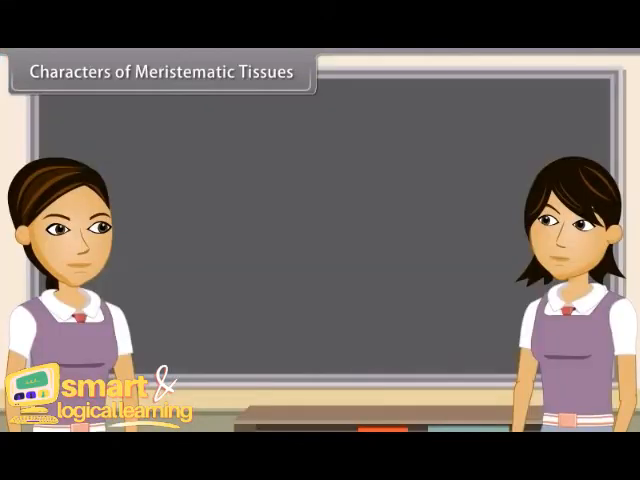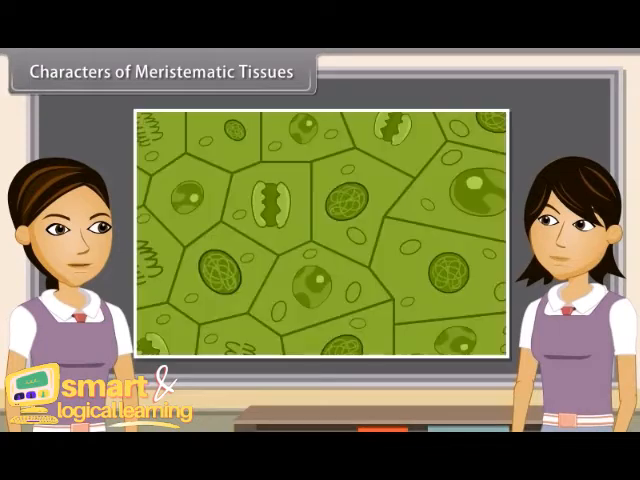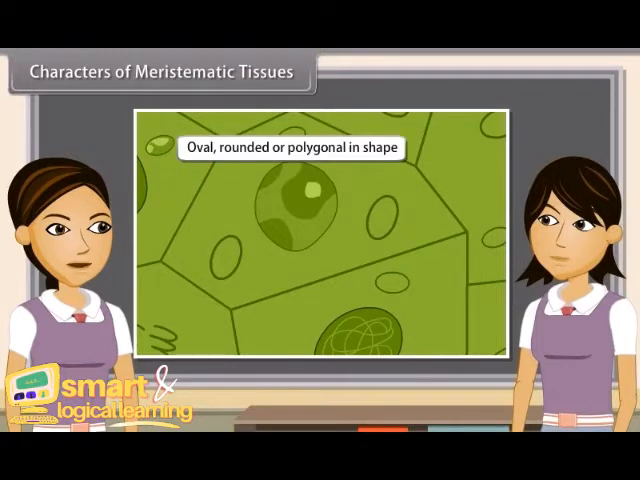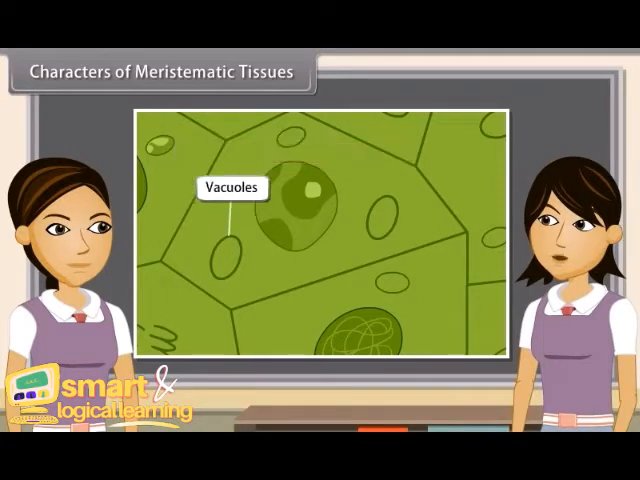Characters of meristematic tissues. Meristematic tissues are very active, thin-walled, isodiametric living cells. Their cell wall is formed of cellulose. They are oval, rounded or polygonal in shape. Their cytoplasm is dense, vacuoles are small-sized, and nuclei are prominent. They divide throughout life, so they help in growth.